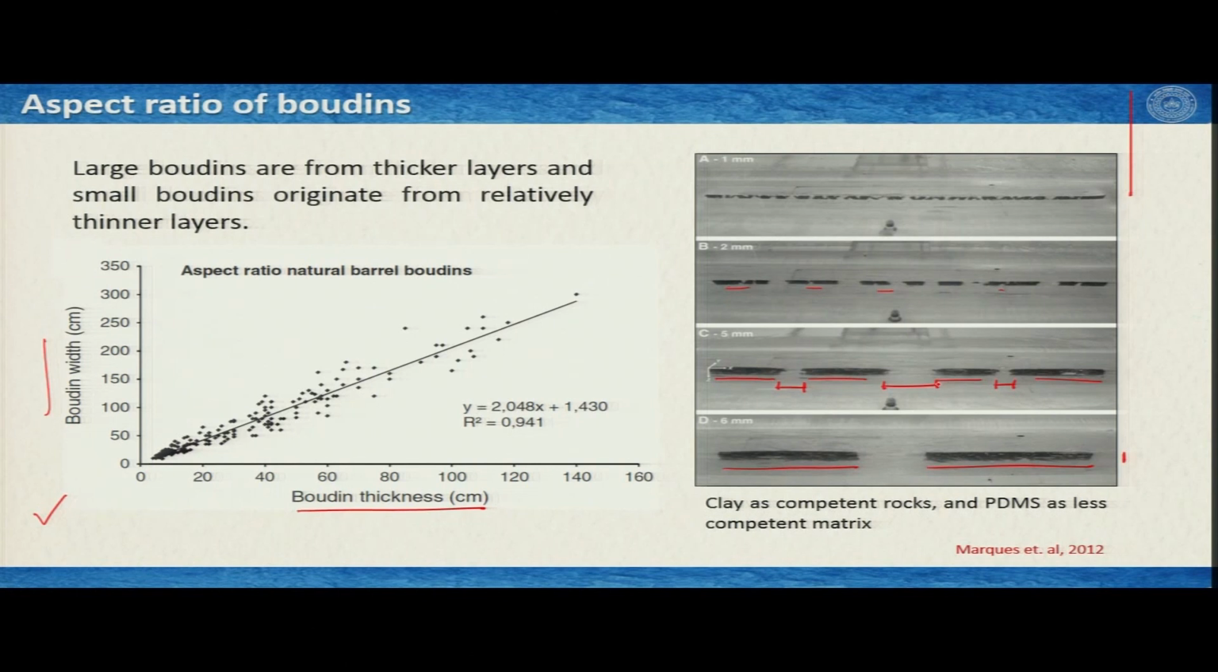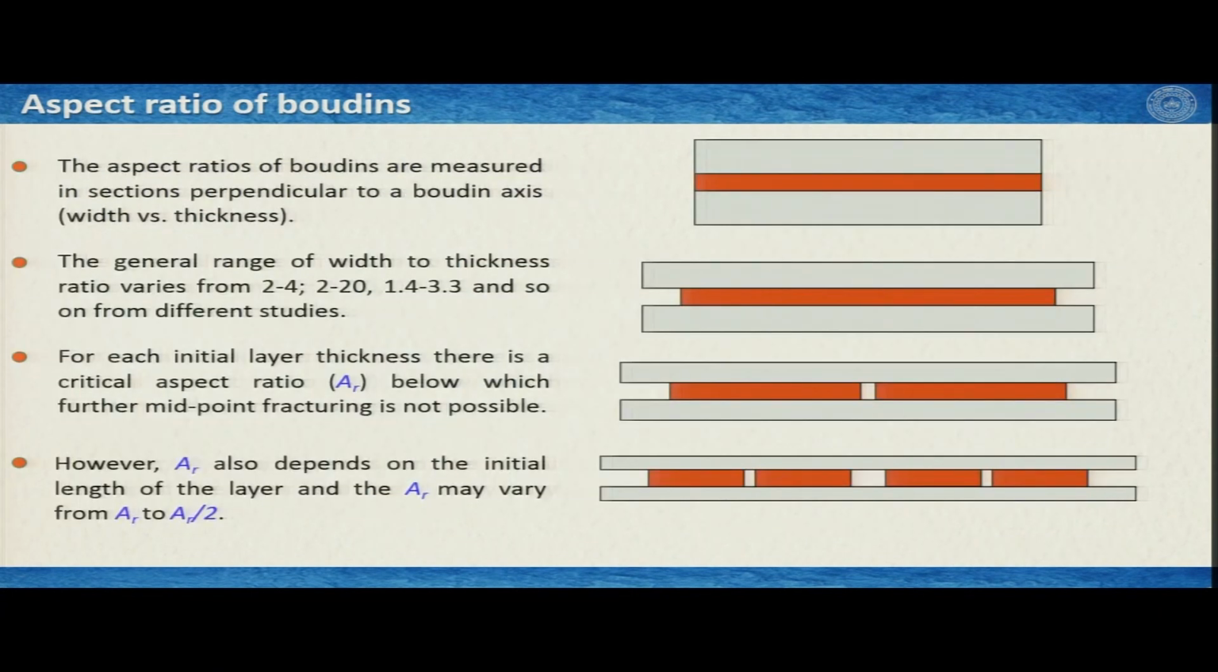This indicates that we had the first fracture here, then this one and so on, and this is how it proceeds. So, generally what we can figure out is that the aspect ratio of boudins is generally measured in sections perpendicular to a boudin axis. For unidirectional boudinage, the aspect ratio is the ratio of width versus the thickness of the boudins. And if you consider two dimensional boudinage, then we also have to measure the length to thickness ratio.